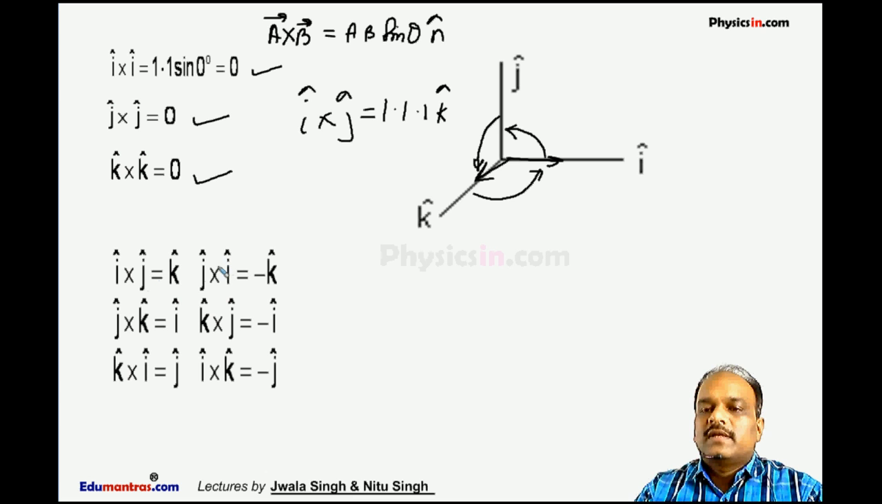Similarly, J cross I is minus K cap. K cross J is minus I cap. And I cross K is minus J cap.